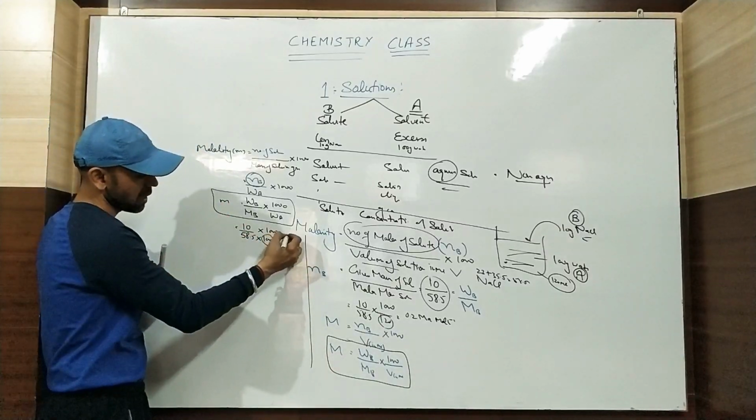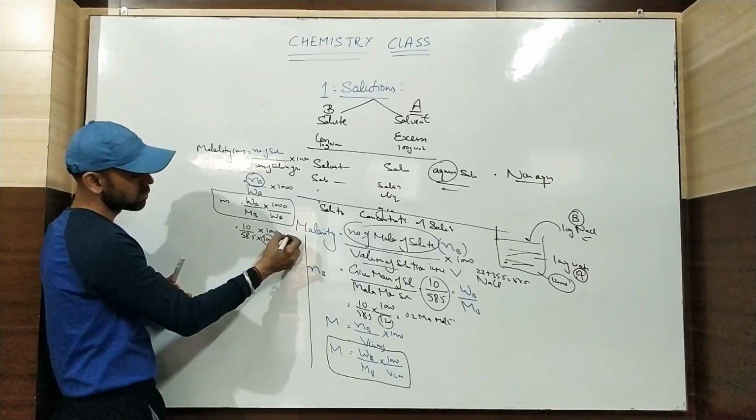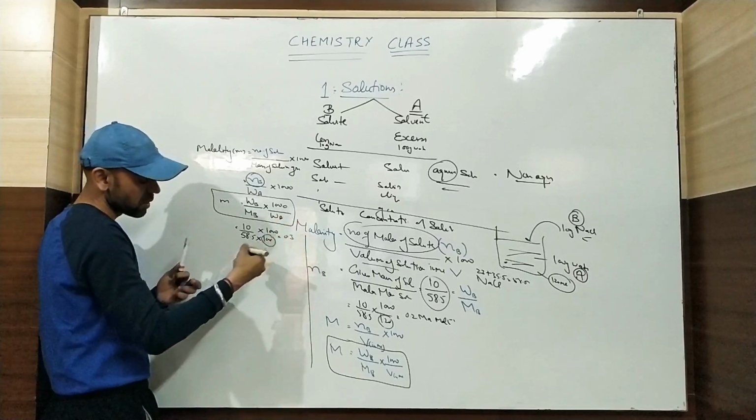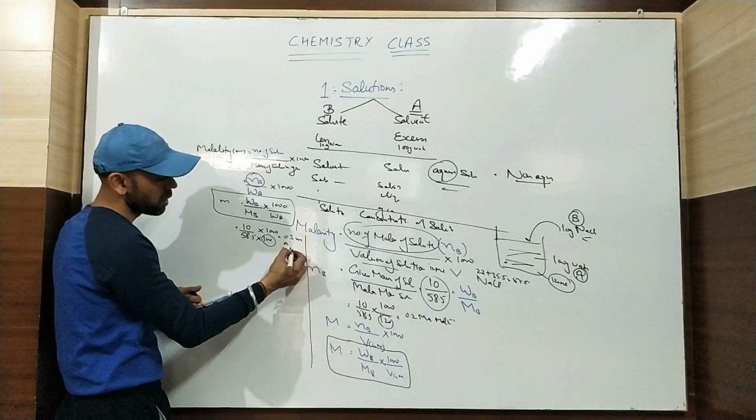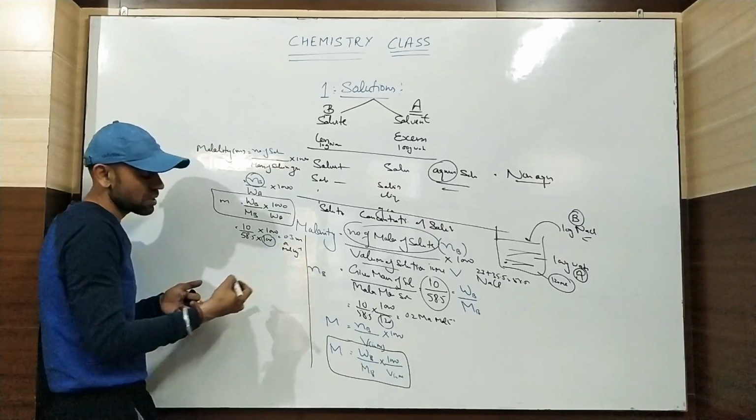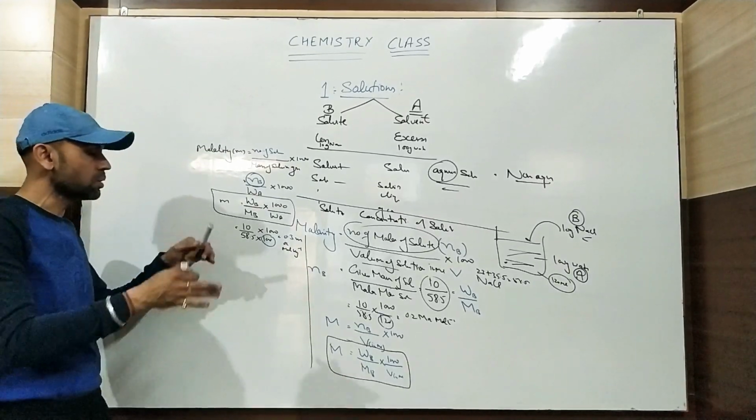Fine. So I calculate, suppose the value I get is 0.3, then the unit is small m. Write that, or else write mole per kg, right? It is the same thing. So that is the unit of molality.